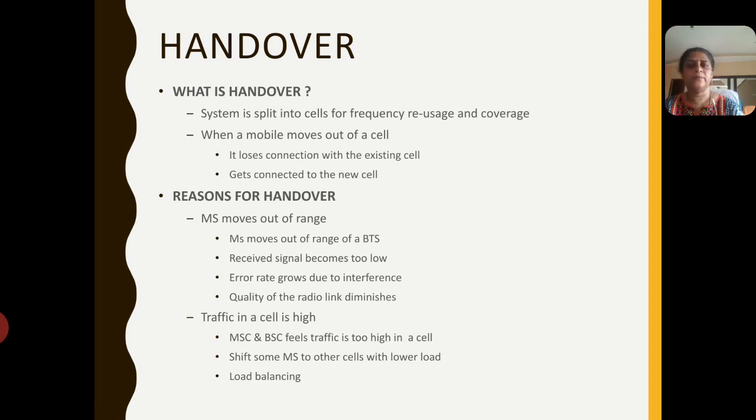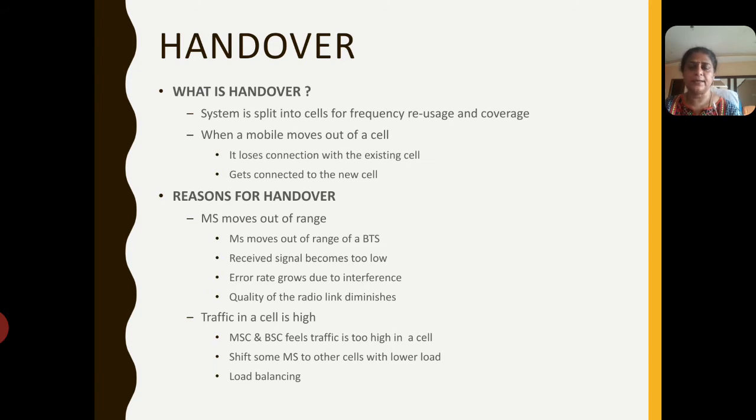Now let us come to the reasons for handover. As we have already seen, the first reason is when the mobile station moves out of range of a particular cell. How do we say that the mobile station has moved out of range? The signal level will become very low and the error rate will become high, and in that case the radio link between the BTS and the mobile station starts diminishing. So the mobile station will go out of coverage and a handover has to take place. This is the first reason.